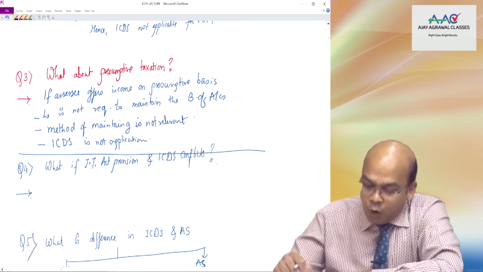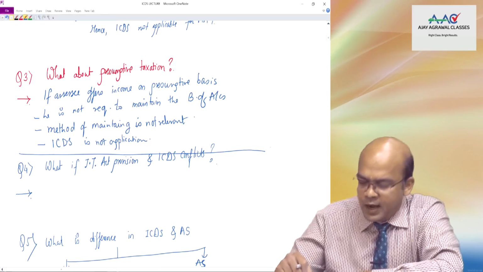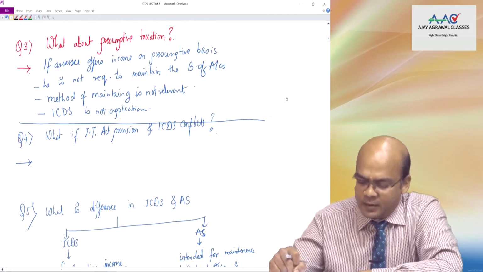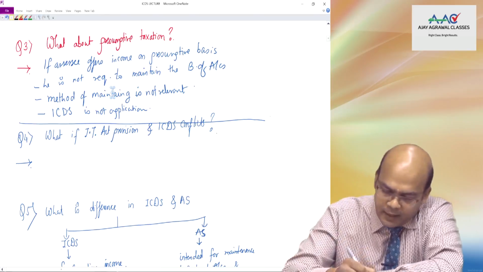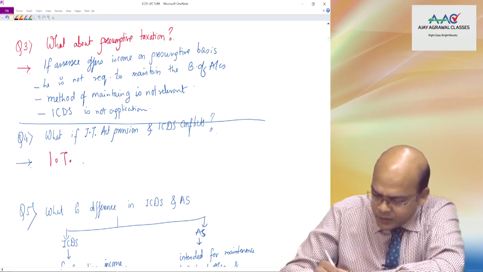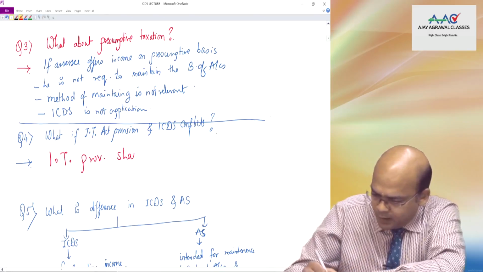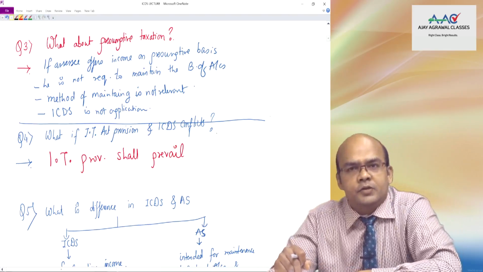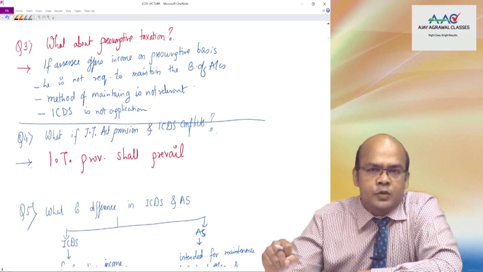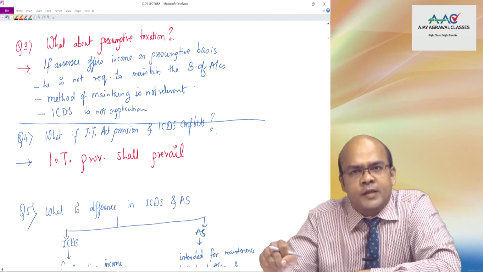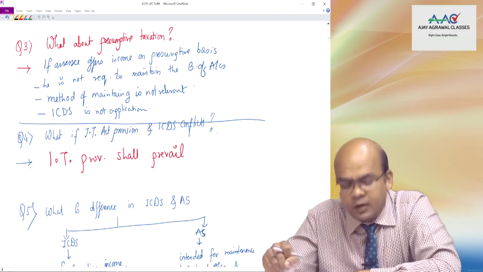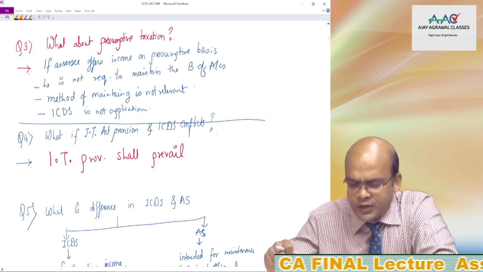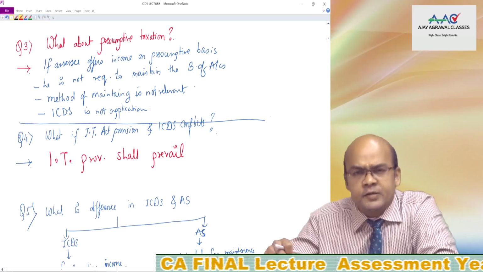Now, what if the Income Tax provision and ICDS conflict? If the ICDS provision and the Income Tax Act provision conflict, then in that case the Income Tax provision shall prevail. It will override the ICDS. You can't contradict the Income Tax Act provision. So if there is a conflict between the Income Tax provision and ICDS, what will you prefer? You will prefer the Income Tax provision. Got this? Fine.